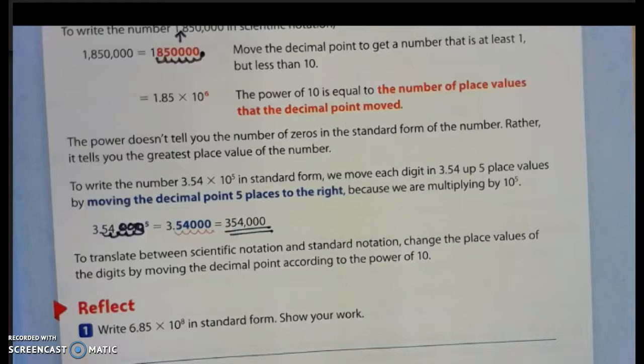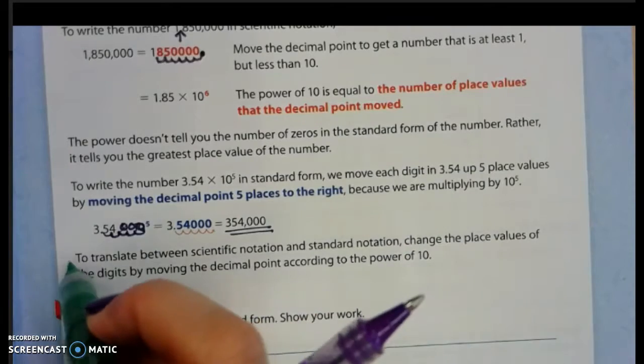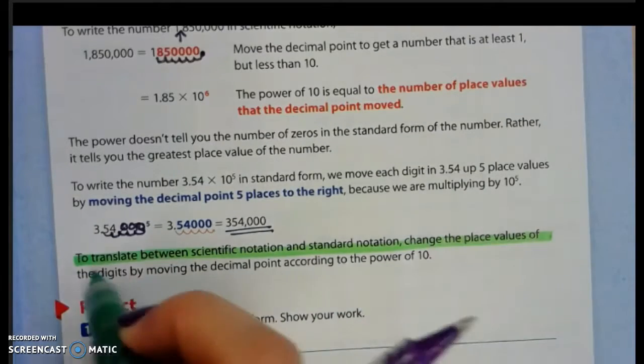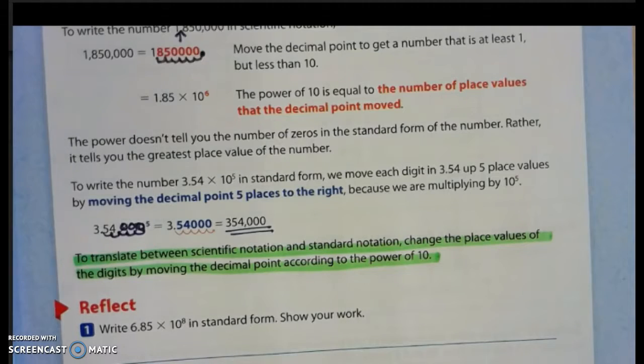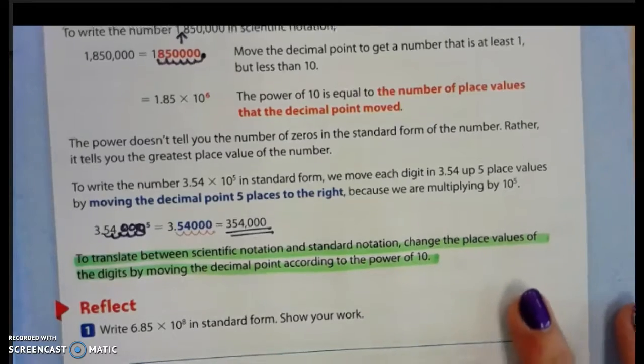To translate between scientific notation and standard notation, change the place value of the digits by moving the decimal point according to the power of 10. Now, what you're going to find in your video is it is going to move that decimal, and it's going to show you when you're adding decimals, when you're subtracting decimals, when your exponent is positive, when it's negative. It's going to tell you how to do all that.